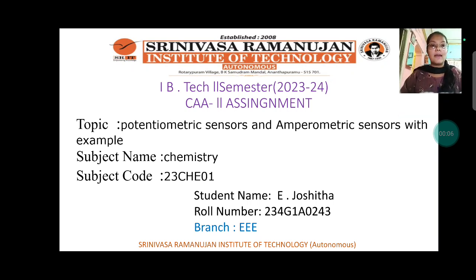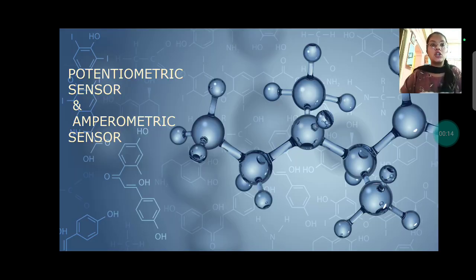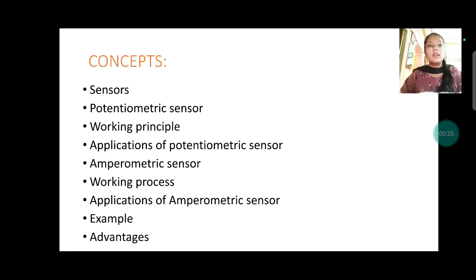Today my topic is about potentiometric sensors and amperometric sensors with example. Potentiometric sensor and amperometric sensor. Concepts: sensors, potentiometric sensor, working principle, applications of potentiometric sensor, amperometric sensor, working process, application of amperometric sensor, example, advantages.